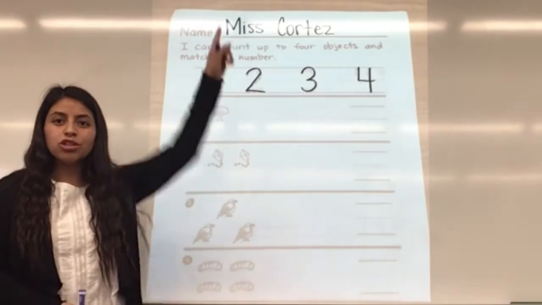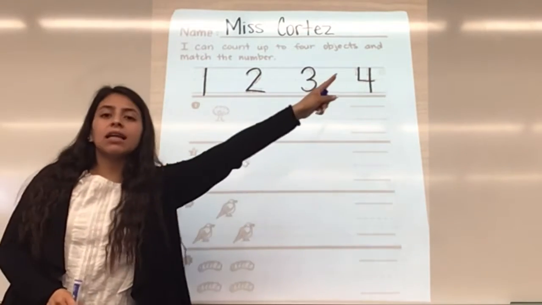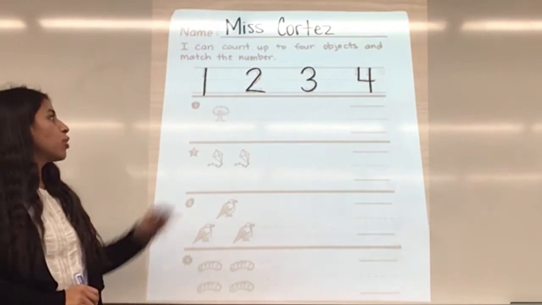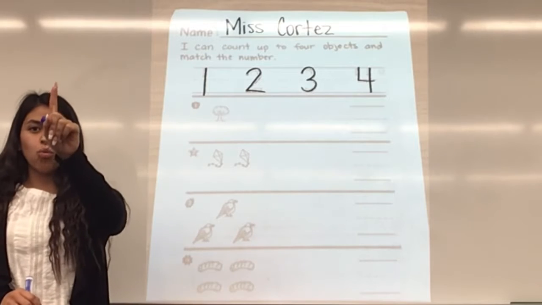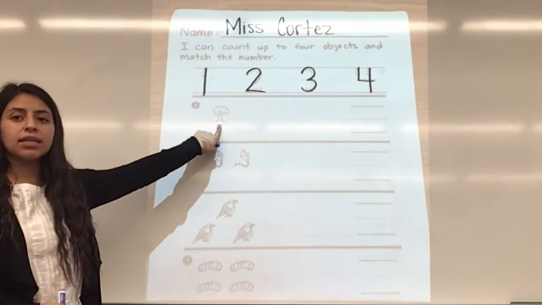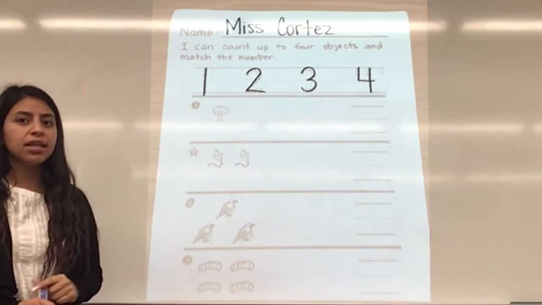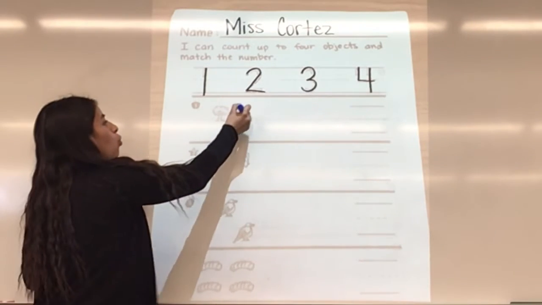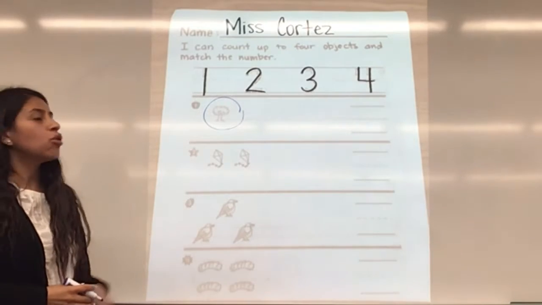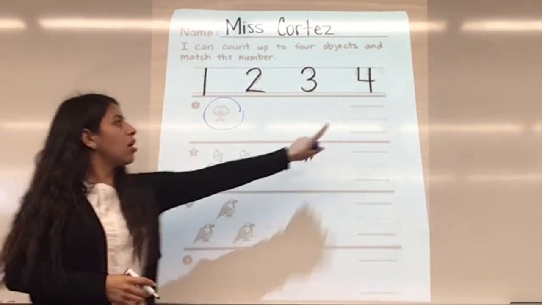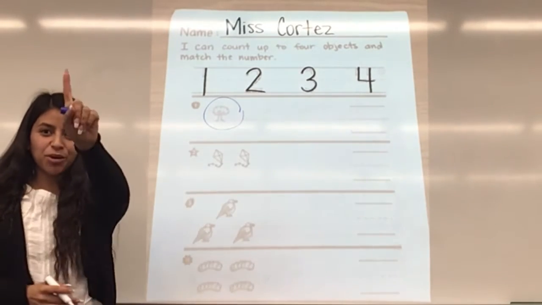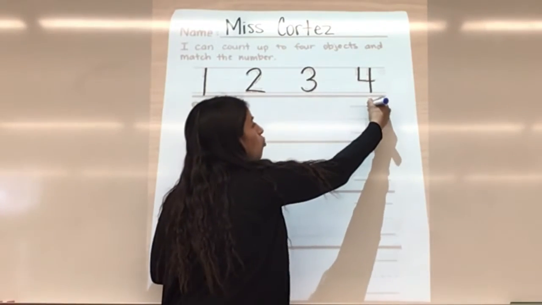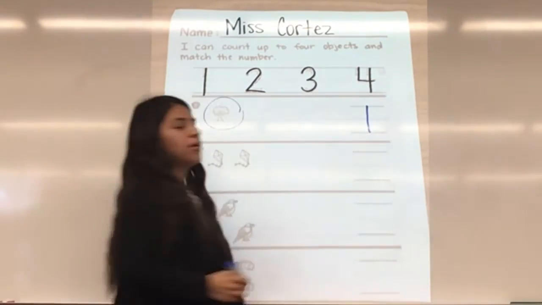All right, TK, so once you have written your name, you have traced out your numbers on your number line, we are now going to begin with our number 1. How many objects, how many trees do you see in the first group? I see 1 tree. So, which number belongs on my lines? The number 1. So I'm going to put my number 1 from top to bottom.